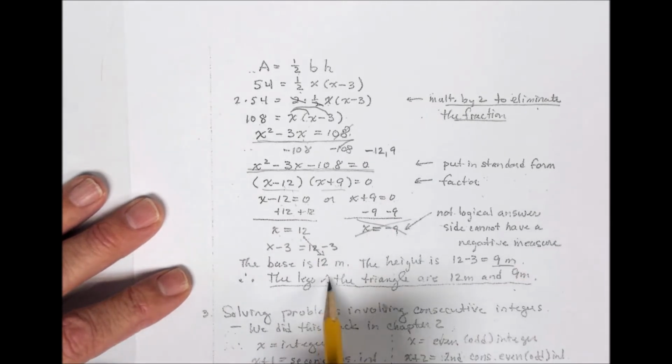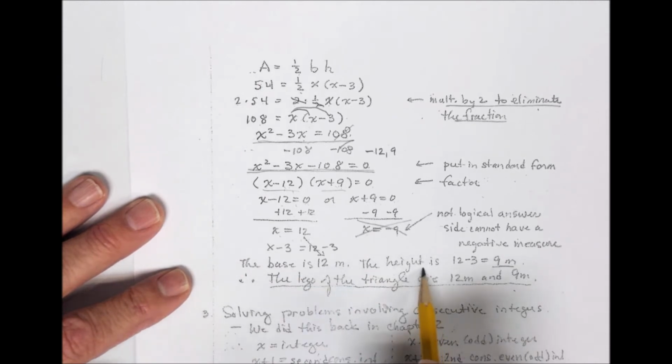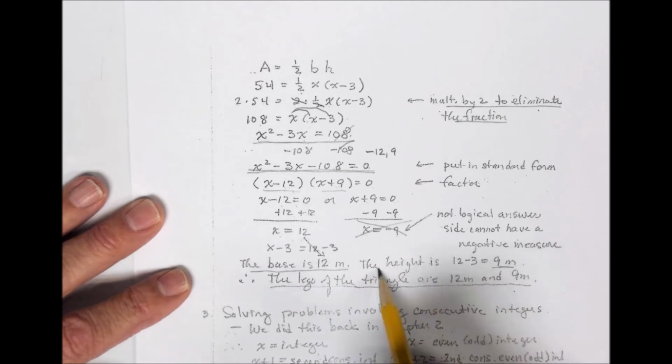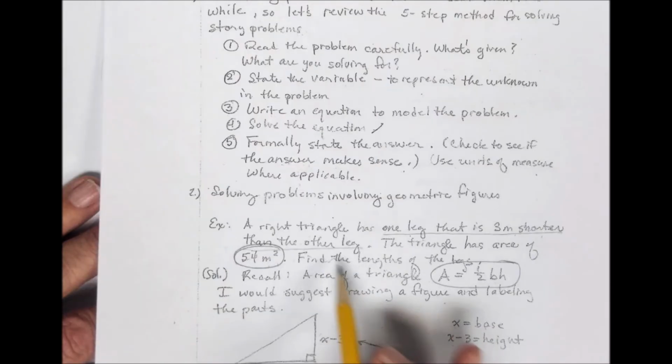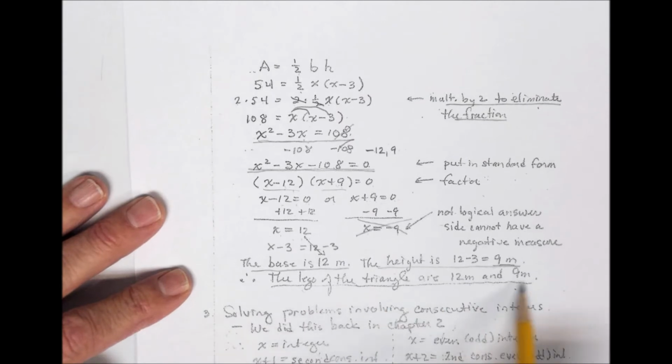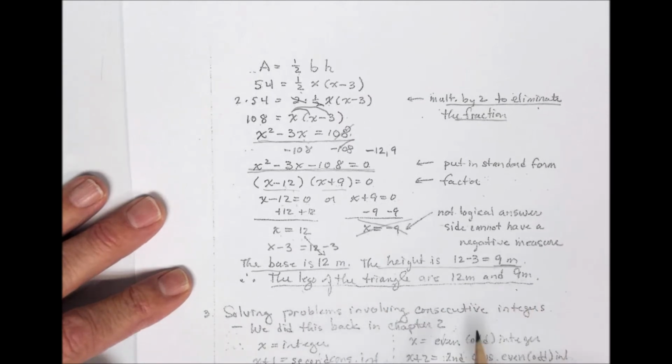And remember also that the area was in square meters. So the length of the base and the measure of the height are going to be in meters as well. So x is 12, and that's the base. The base is 12 meters. The height is 9 meters. So what's the question asked? Back to the original problem. Find the lengths of the legs. The legs of the triangle are 12 meters and 9 meters. It doesn't matter which order you put them in, but you do need to use the units.